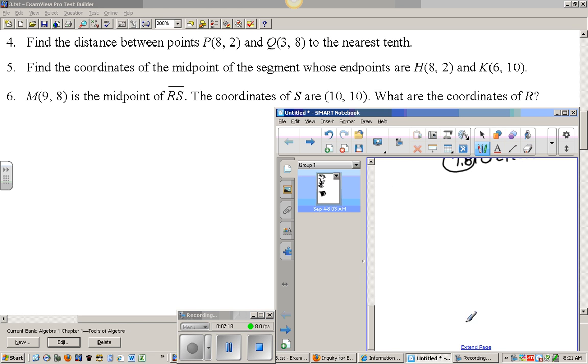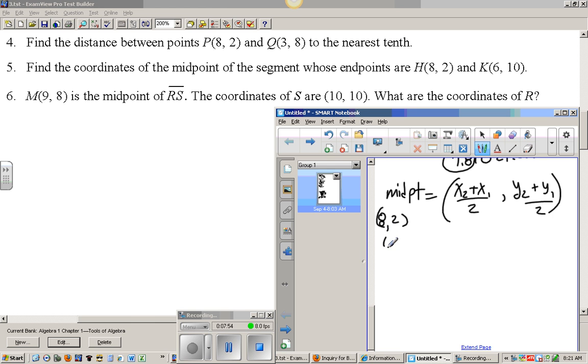And number 5, midpoint. Well, recall the formula for midpoint equals the sum of your x's divided by 2, comma, the sum of your y's divided by 2. It's a midpoint, so there's an x coordinate and a y coordinate, so make sure we keep that comma in there. Here it says find the coordinates of the midpoint of the segment whose endpoints are at 8, 2 and 6, 10.